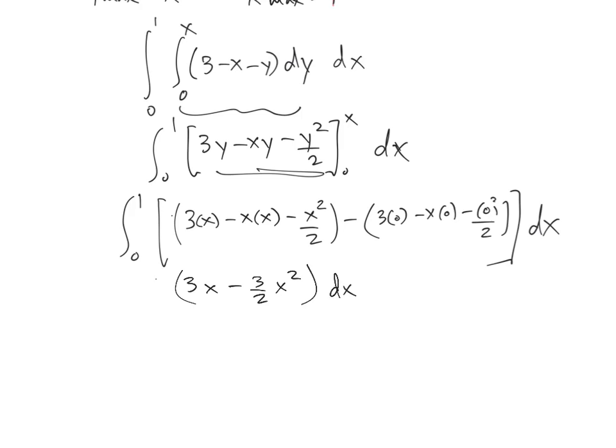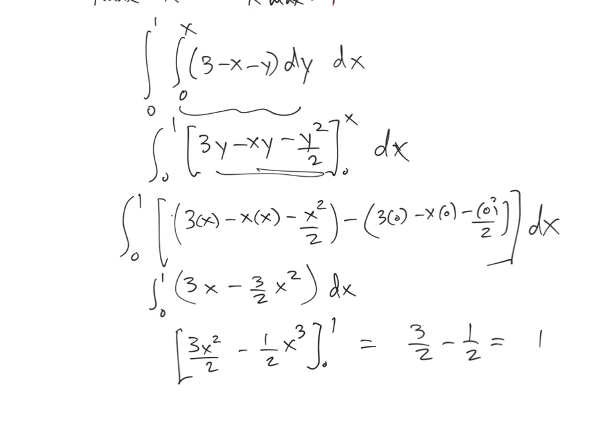Okay, so I'm done with the inner integral. I'm left with an expression only of x's. Now I take the integral with respect to x: 3x squared over 2 minus 1 over 2 x cubed, where x goes from 0 to 1, gives me 3 over 2 minus 1 over 2, which is 1. Okay?